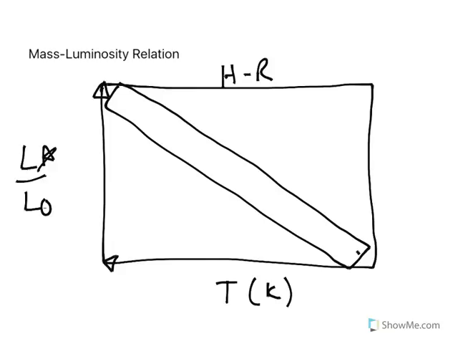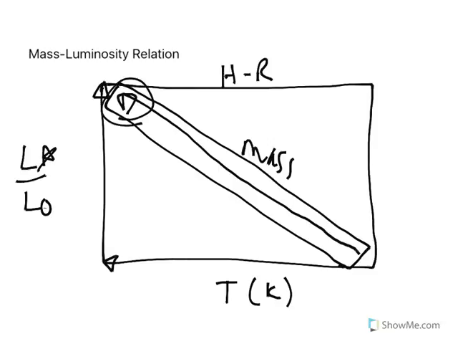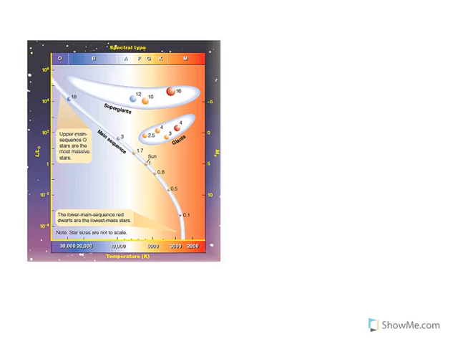Along the main sequence, mass increases from bottom right to upper left. So more massive stars are located at the upper left, and the least massive stars are down at the bottom right. Let's look at this trend on an HR diagram from your textbook. As shown, mass varies from the bottom right to the upper left along the main sequence on the HR diagram.